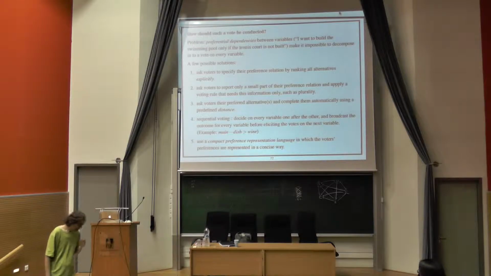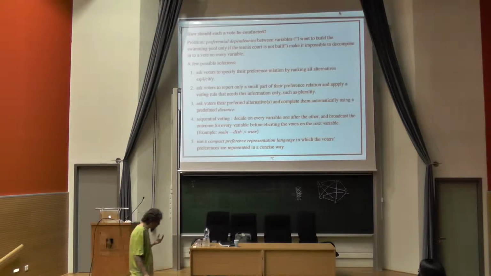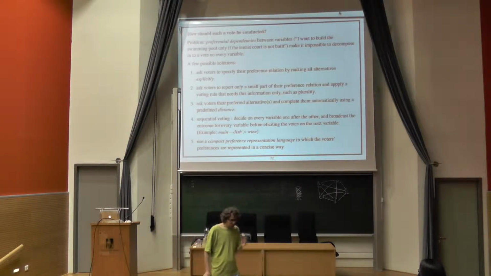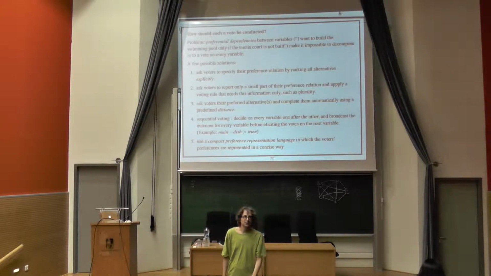And I would say the message in brief is that we have to make a trade-off between three things. The first thing is the quality of the result. We see that on the example before, we had a result of very bad quality. We decided to build the swimming pool with tennis court.